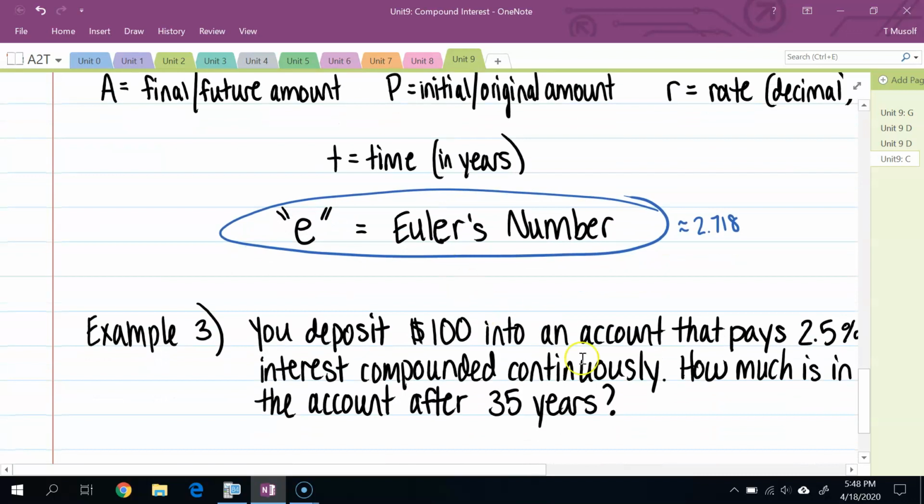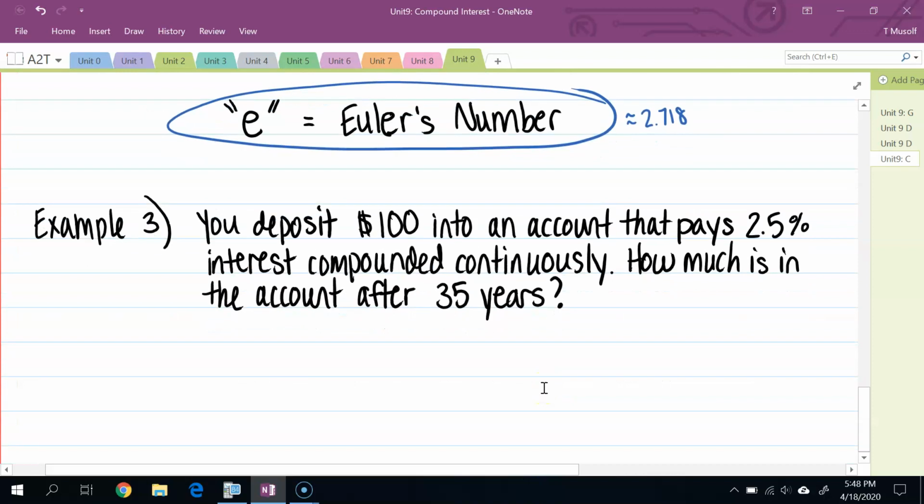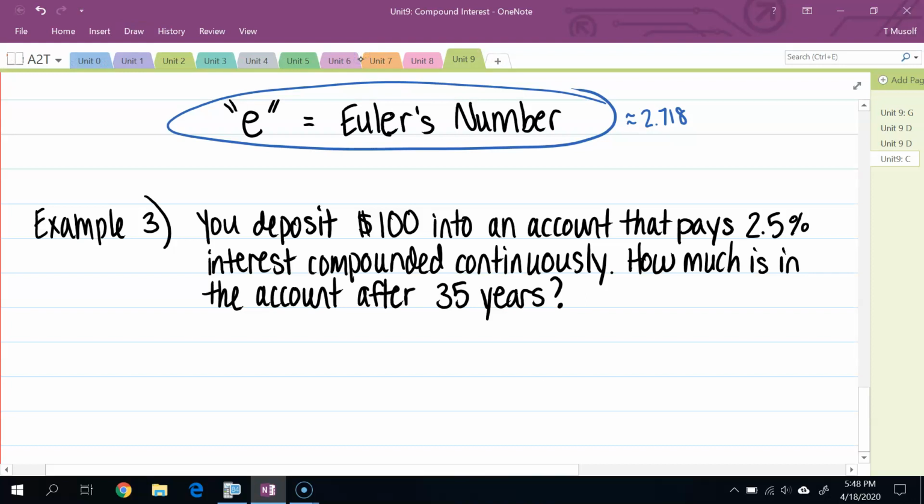All right, so let's try an example with that new formula to make sure it makes sense. Example 3: you deposit $100 into an account that pays 2.5% interest compounded continuously. How much is in the account after 35 years? So again, when I see interest compounded, that should now make me think of both of the formulas we've learned. So interest compounded could be the original formula, which I'm just going to write down here. Or now we know it could be the PERT formula, P e to the rt. All right, r and t are in the exponent.